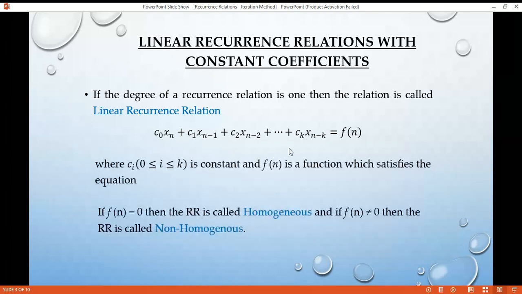And if in this recurrence relation fn is equal to 0, which type of recurrence relation is that? That is the homogeneous recurrence relation. And if fn is not equal to 0, then it is a non-homogeneous recurrence relation. Earlier we studied about this.